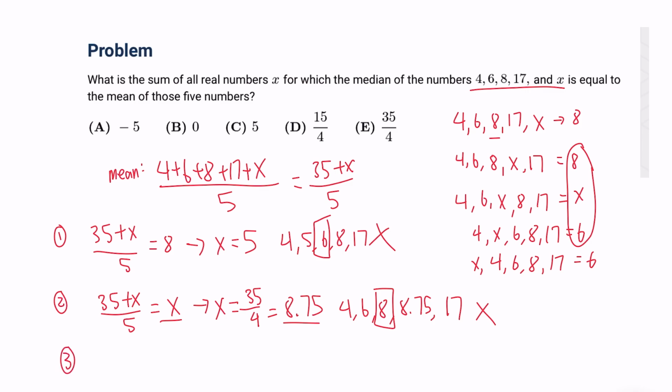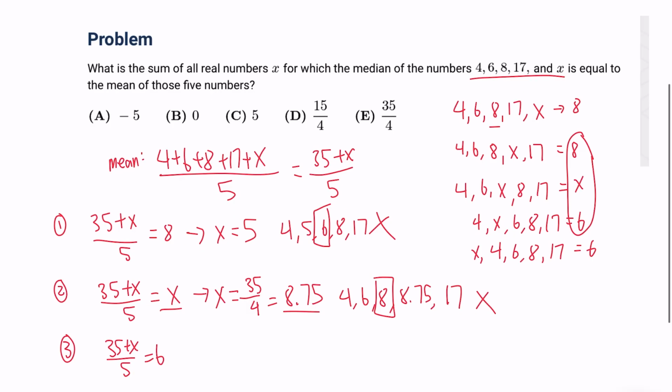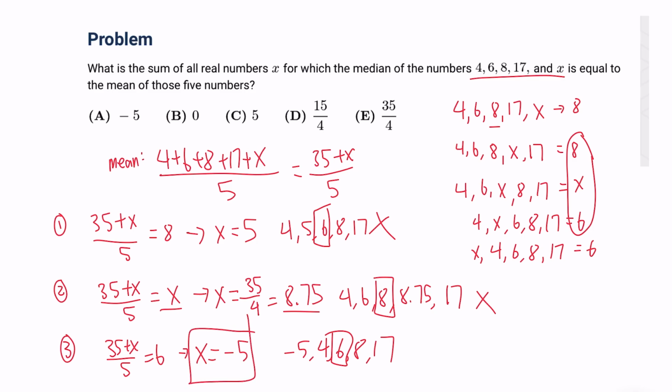So that leaves us with the third case, which is 6. So 35 plus x over 5 is equal to 6. Then x is equal to negative 5. Placing negative 5 into the sequence, we get negative 5, 4, 6, 8, 17. Well, this is correct because the median here is 6. So that means that the only possible answer for x is when x is negative 5. So there's only one possible answer, so the answer is A, negative 5.